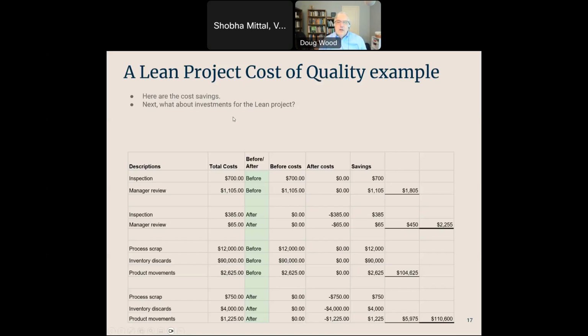Okay, now let's take a look at what it cost us to do this. What did we spend to get here? This is something that oftentimes is left out when you're doing an analysis project. What did your lean project cost you?